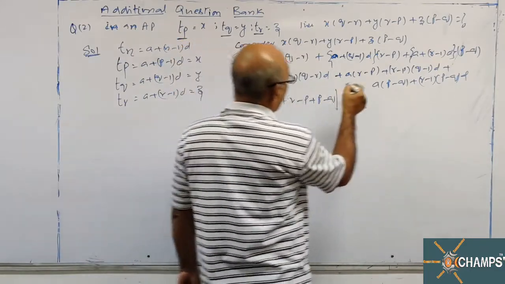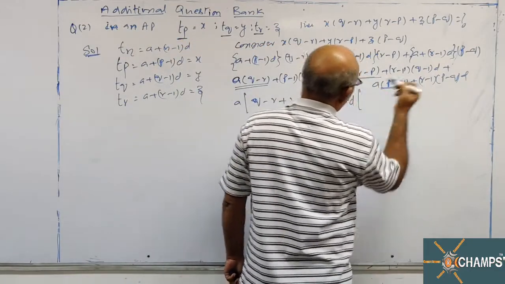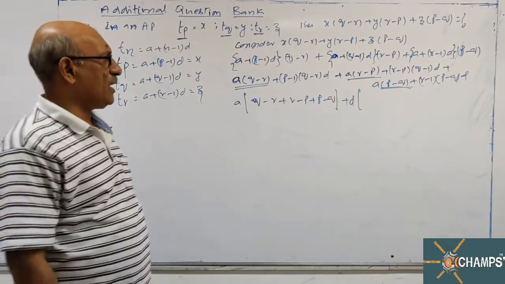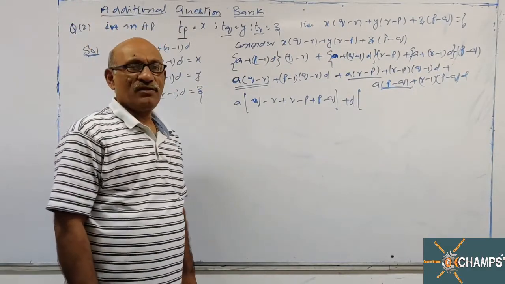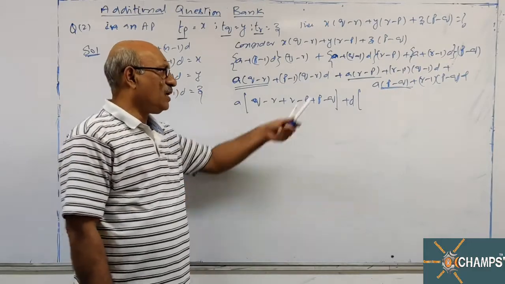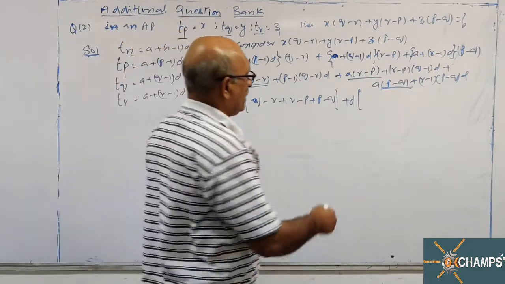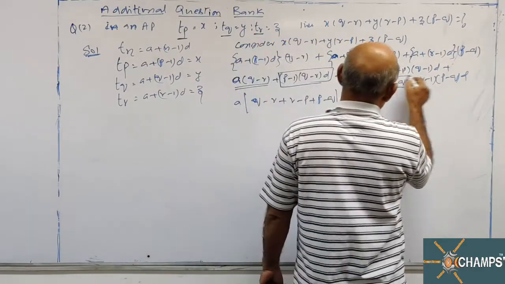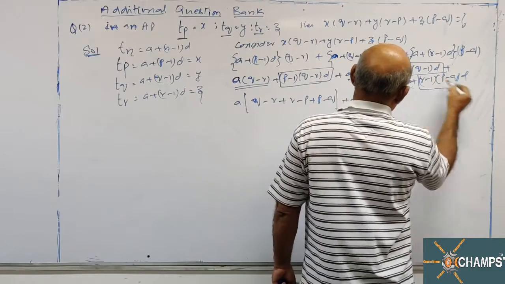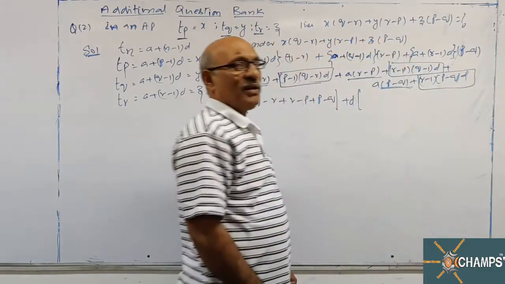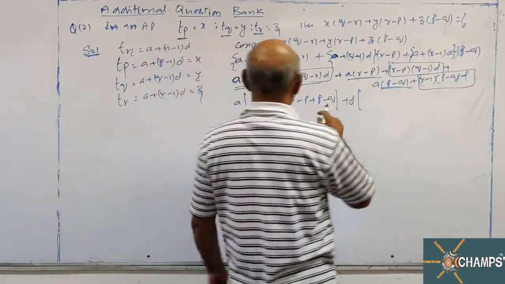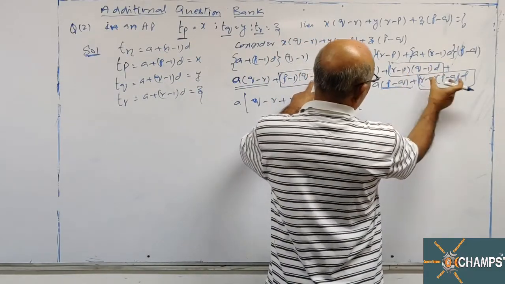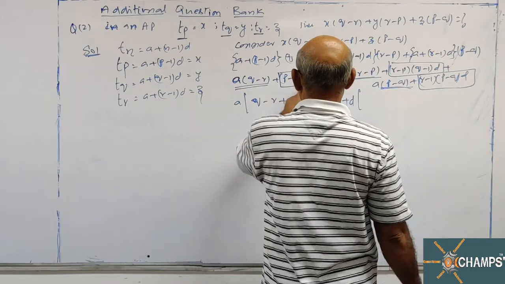Look at the terms which are at odd places. The terms which are at odd places: A into Q minus R plus A into R minus P plus A into P minus Q. From this A is taken out common. Again, the terms which are at even places. These are the terms which are at even places. Let us take D as common.